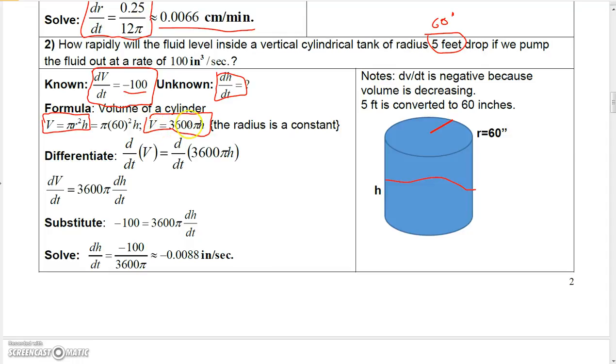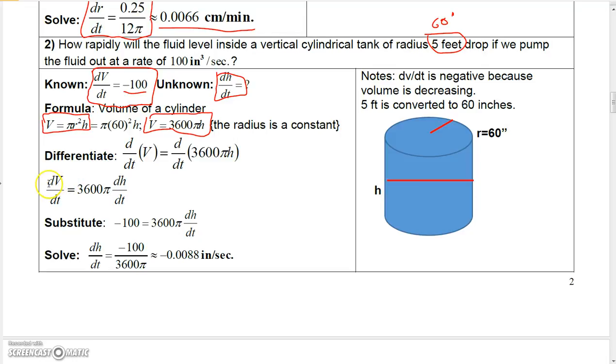Okay? And the only reason I could put radius in there is I knew the radius is going to remain constant. So the radius isn't going to change as the water level decreases. The radius is not going to change. Okay, so let's make this straight. Okay, so that's kind of the height of the water level. Okay, so now I can take the derivative of this with respect to time. So the derivative of V with respect to time is just dV over dt. And the derivative of 3600 pi H, well, 3600 pi is a constant, so that's just going to be 3600 pi times dH over dt.